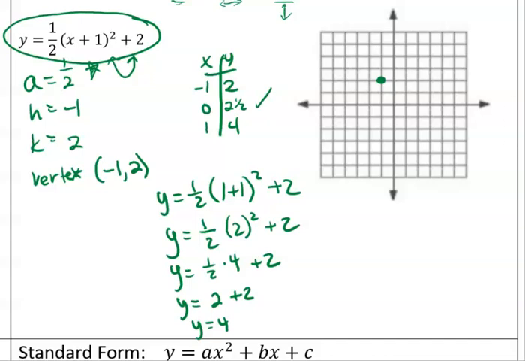And now we have two more ordered pairs here. 0, 2.5 would be right here. 1, 4, over 1, up 4. And then remember you have that line of symmetry, so you can plot the mirrored points on the other side. There's your graph.